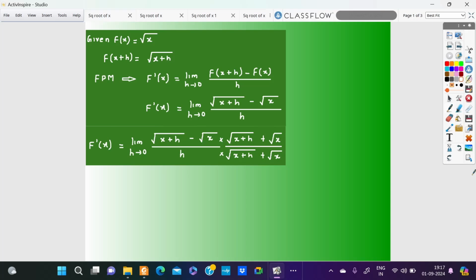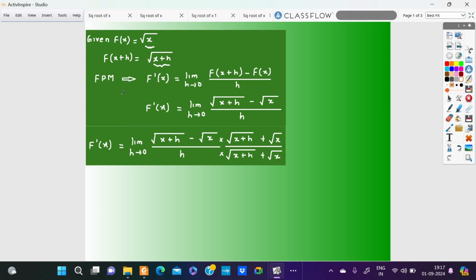Hello everyone and welcome back to this video on the first derivative of square root of x using first principles method. Given f of x is equal to square root of x, therefore f of x plus h is equal to square root of x plus h. This x has been replaced as x plus h for f of x plus h.